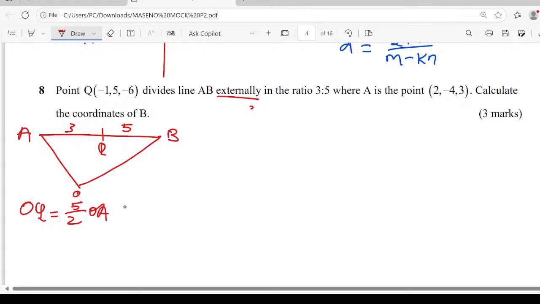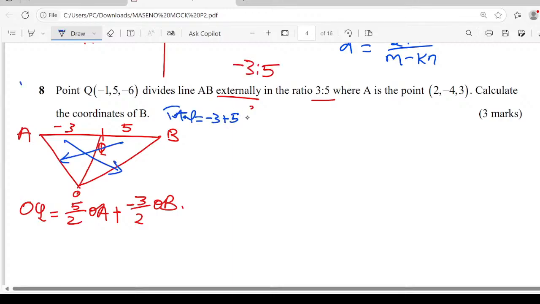plus -3 of OB. It is externally, so the total one is 5. So you go to 5, then you go back 3. So that's why when you get 5 minus 3, which will be 2, that's why I'm putting it over 2.